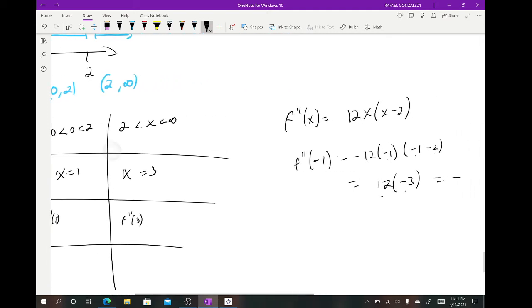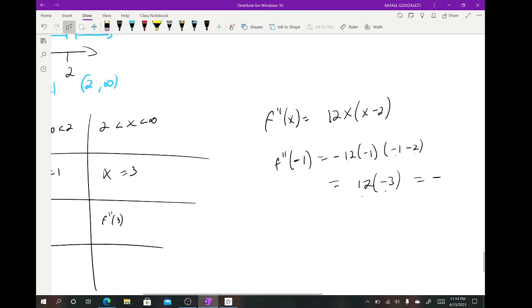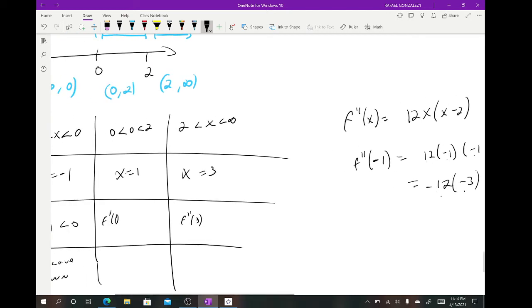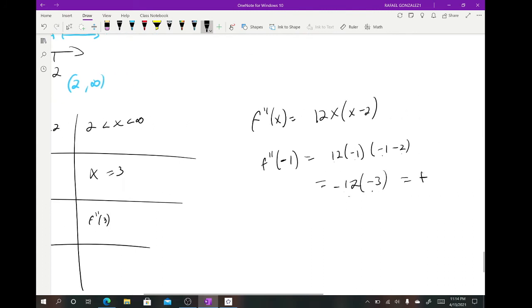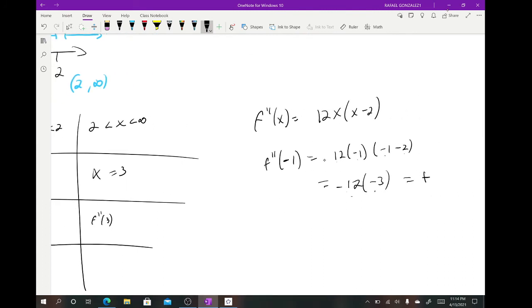Hold on, let me see. Oh, no, my apologies. I put a minus here. It should be a plus. Yeah, I put a minus in front. So this will be minus 12 times minus 3, which is a plus. So this is concave up. Yeah, always double check your work. I just put in a minus here when there was supposed to be a 1.